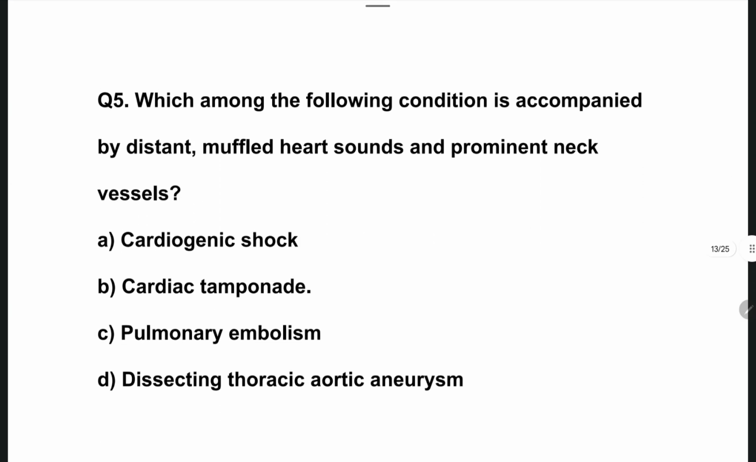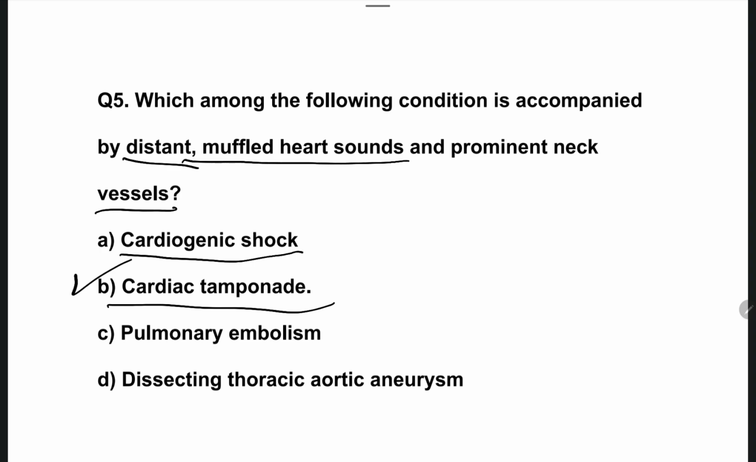The next question is, which among the following conditions is accompanied by distant muffled heart sounds and prominent neck vessels? Options are cardiogenic shock, cardiac tamponade, pulmonary embolism, dissecting thoracic aortic aneurysm. The right one is option B, cardiac tamponade. So cardiac tamponade we can see by the distant muffled heart sounds and prominent neck vessels, dilating of the neck vessels. That is cardiac tamponade.